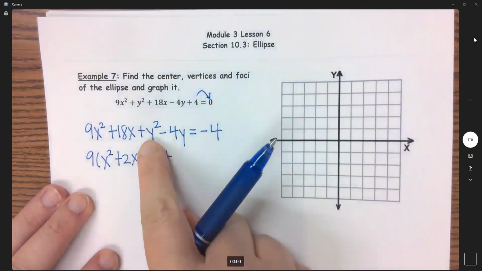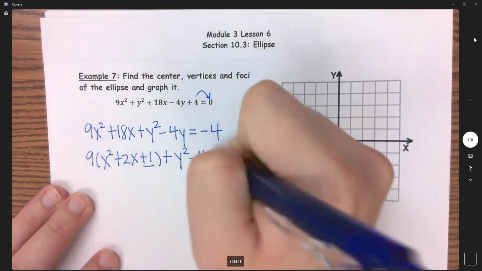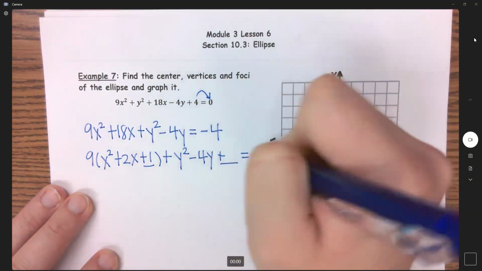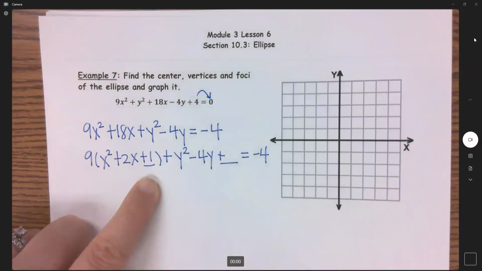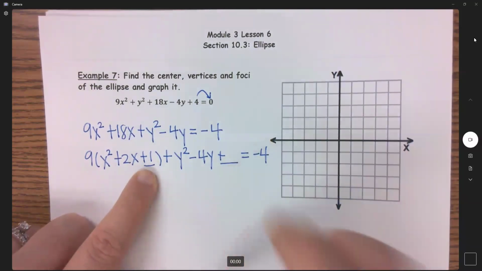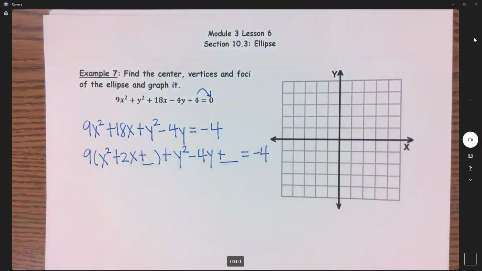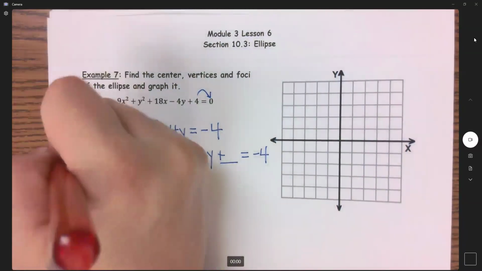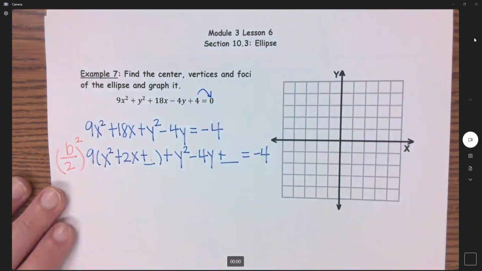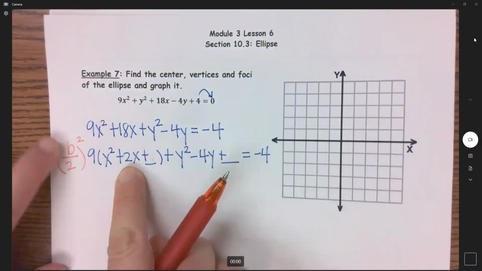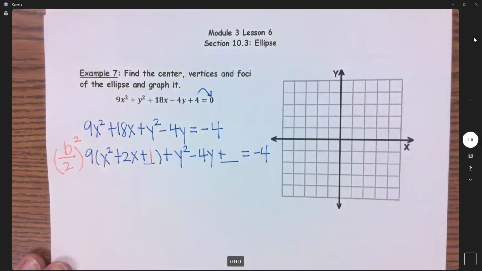Plus, since this y squared already has an a of 1, it's fine. But leave some room. But we need to figure out what gets added into these spots right here. So we do that by using that b over 2 squared. Here my b is 2, so 2 over 2 is 1, and 1 squared is 1.